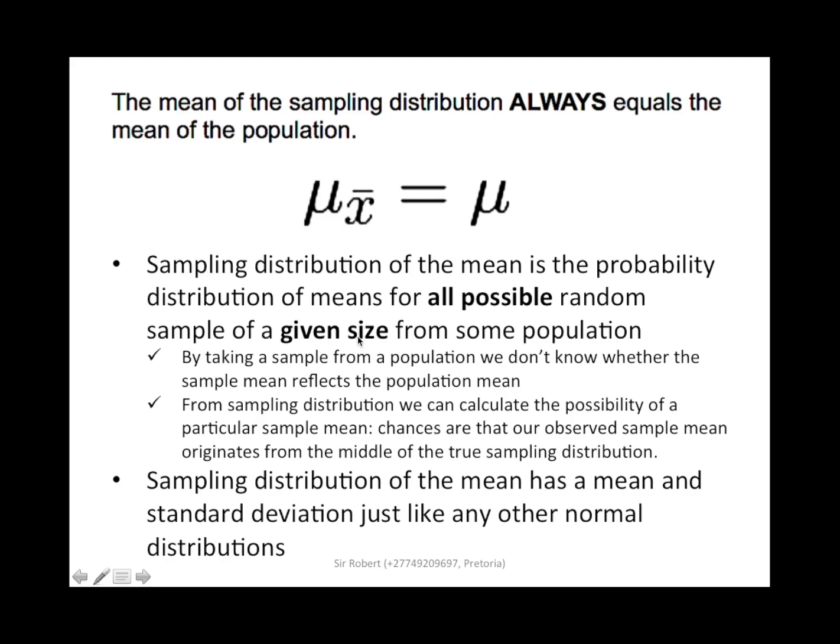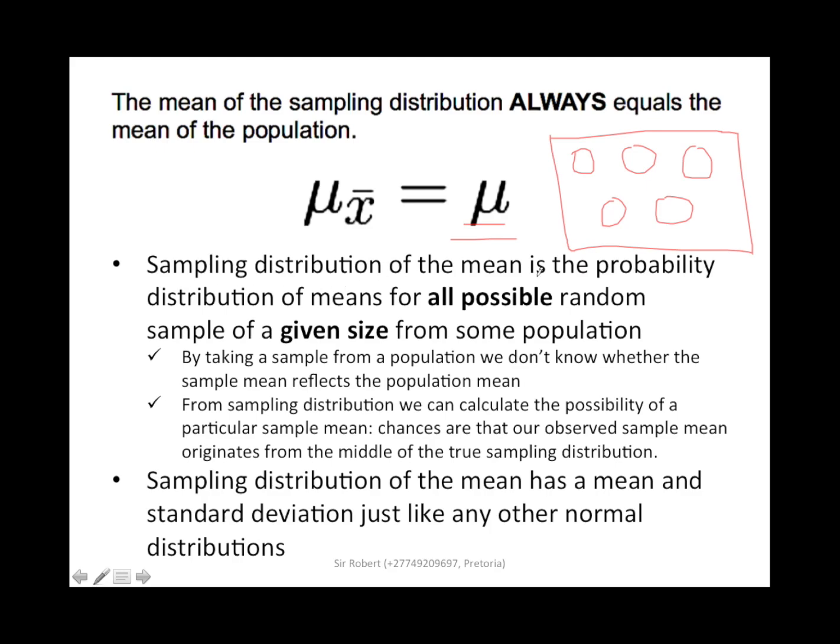The mean of the sampling distribution always equals the mean of the population. So if we have 5 samples we've taken, the mean of those 5 samples is equal to the mean of the population. The sampling distribution of the mean is the probability distribution of means. Let's say this is the population of South Africa, and we take samples in different towns. Let's say 5 samples from 5 towns. Now these are 5 samples with 5 means. If we take the mean of these means, it will give us the mean of the population.